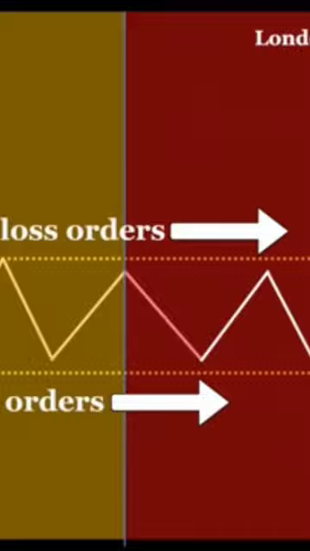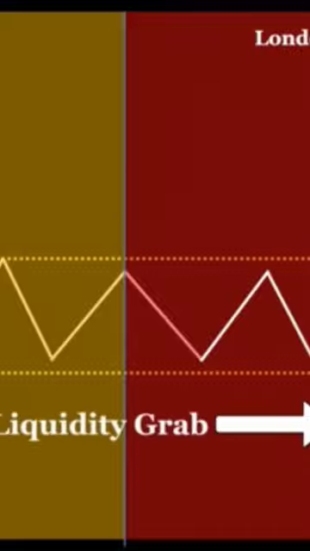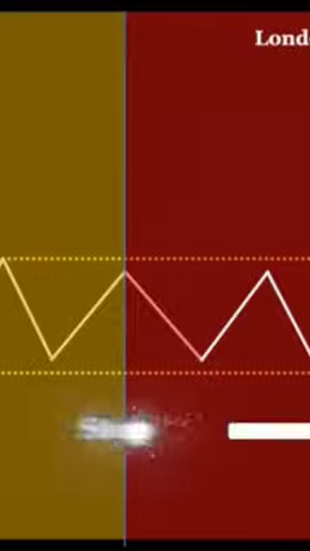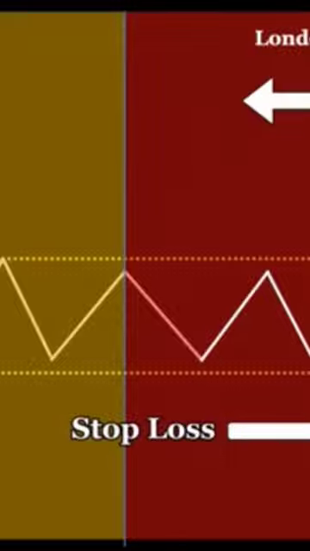Here's what usually happens. Price breaks below the recent low, grabs liquidity, then reverses and closes back above the level. That's your entry. Buy at the close of the candle that flips back above. Stop loss just below the sweep, and target the next major level. It's a sniper entry, timed perfectly with smart money.